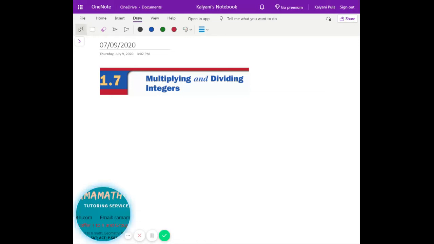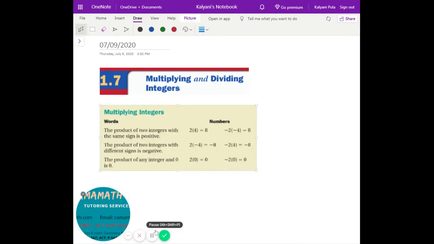All right, so today's topic is multiplying and then dividing integers. We already learned add and subtract. Now today we're moving forward with multiplying and dividing integers. When you're multiplying integers, it's really important to understand in terms of the words and in terms of the expression. So go ahead and read the words and then we'll check with the numbers.